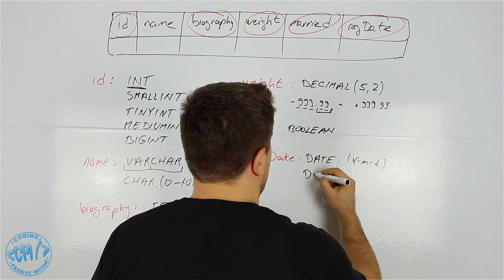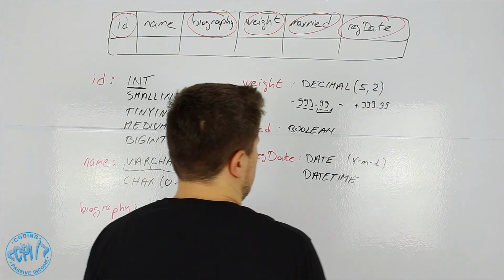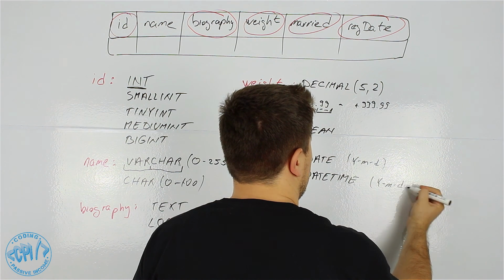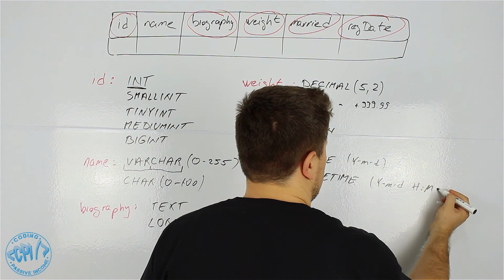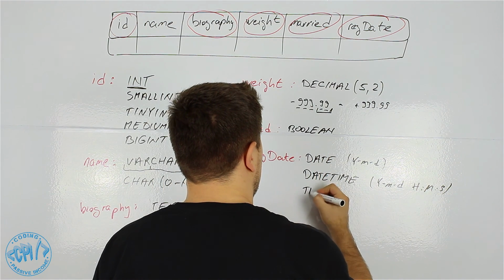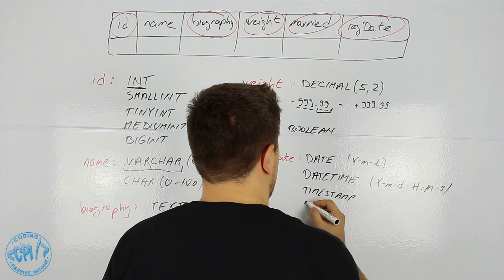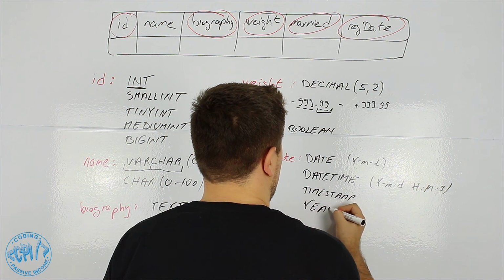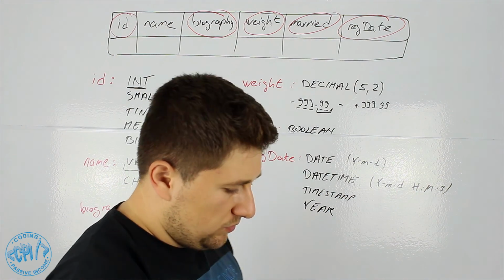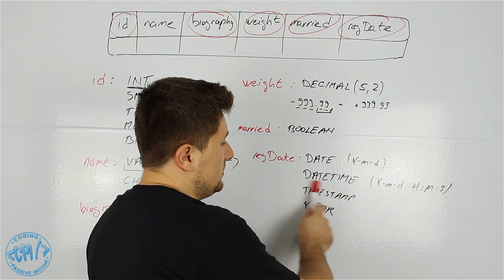Okay, we have date time, which will store year, month, date, hour, minute, second. Okay, we have also timestamp, year, and so on. But those two probably will be used the most of the time, and the one that I usually use is date time.